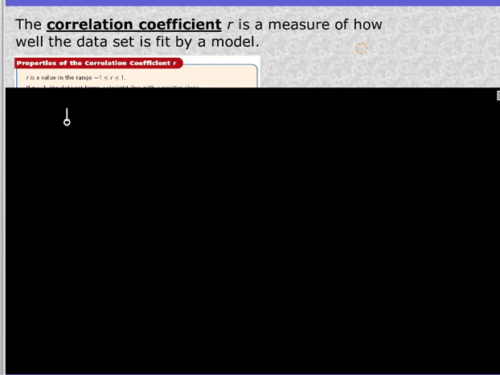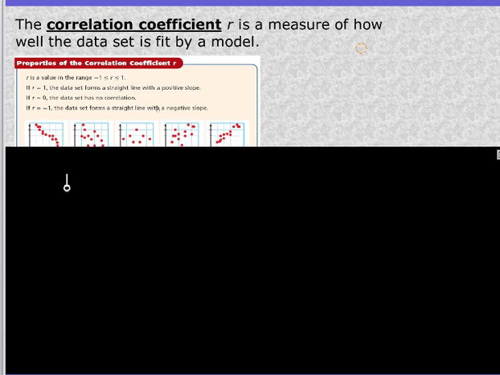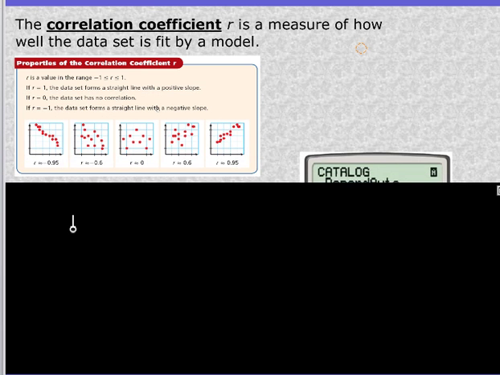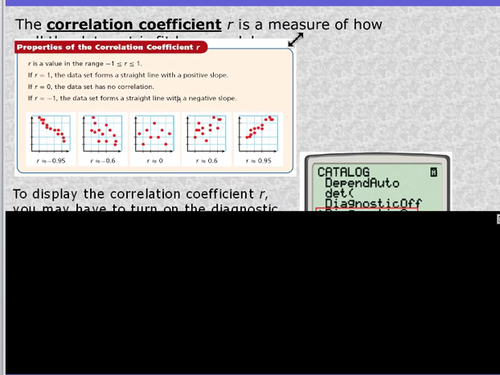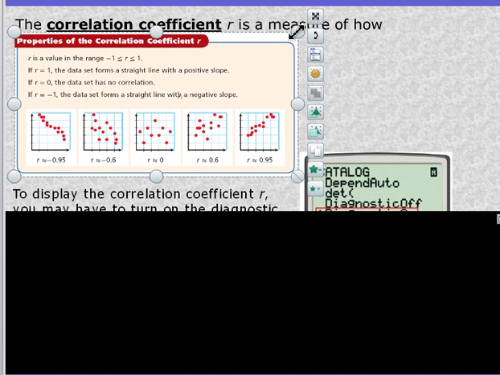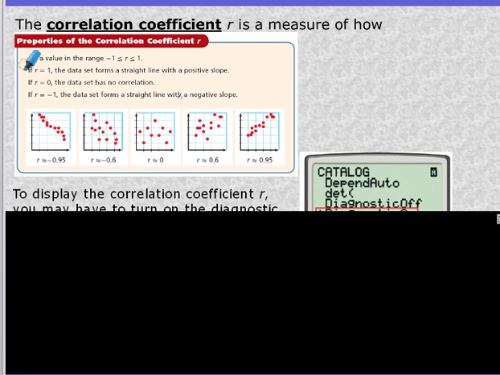So we want to know how reliable the model actually is, and it's done using a correlation coefficient. This is way too small, I'm thinking. I'm going to push this up a little so you can see it. What this slide is telling us is that the correlation coefficient R is always going to be in the range of -1 to +1.